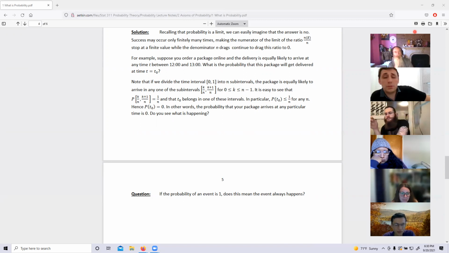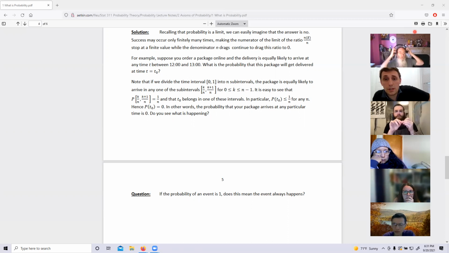In other words, what's the probability that your package arrives exactly at 12:30? It's 0. You understand? Because if you keep dividing this interval, you see that the probability is lower than any positive number, which makes it 0. Do you agree? You must understand this question, guys. The probability there is 0.